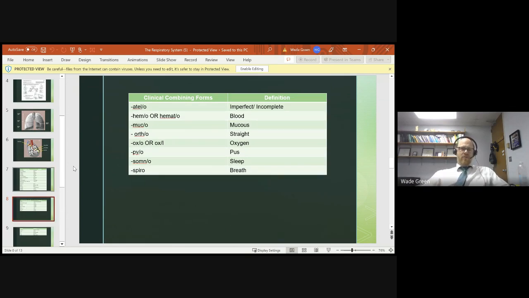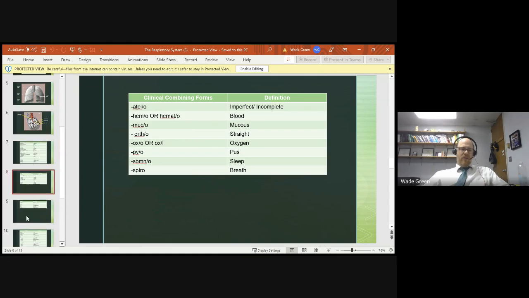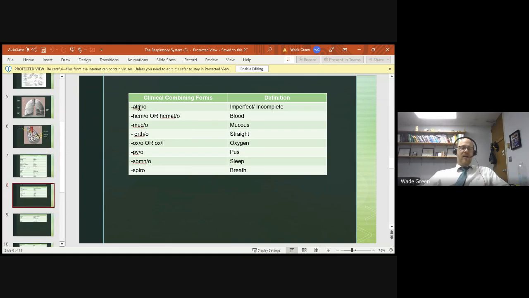Getting into some combining forms here, we talked about this in class today. Atelo means imperfect or incomplete. So there's a condition that we learned about in class today called atelectasis, which points to incomplete expansion of the lung, often due to disease such as a pneumothorax, which is air in the chest wall, or a hemothorax, which is blood in the chest wall.